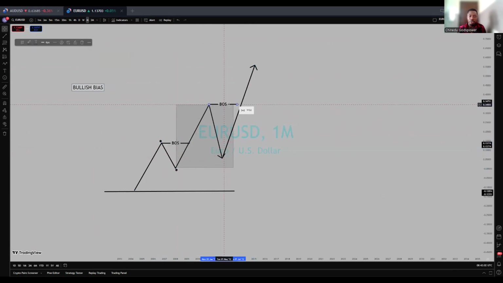While breaking another structure to the upside, right? This is what we're expecting. Good. But now, how do we know this is going to happen? We do not know, right? We do not know what's going to happen.